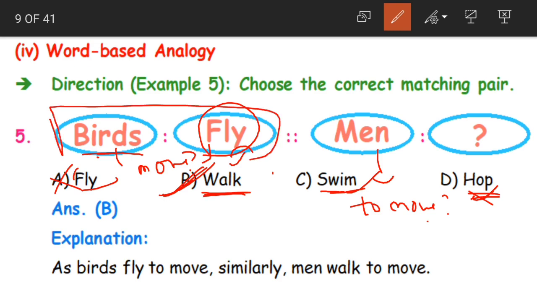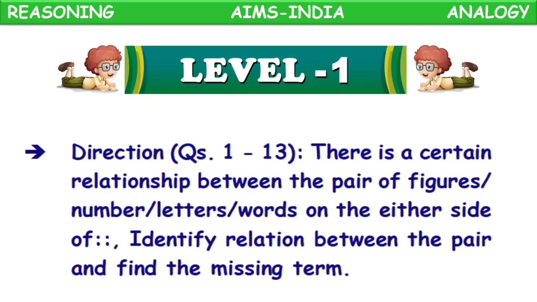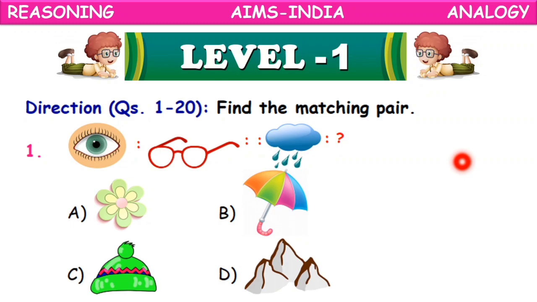The relationship between the first word and second word is, what does the first word do to move? As birds fly to move, similarly, men walk to move. That is why option B, walk, is the correct answer. Now, as we are familiar with the word analogy, what is analogy? Different types of analogy. Let us solve some questions from this topic.